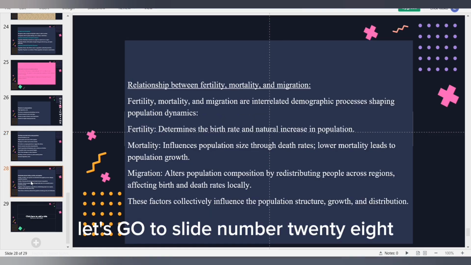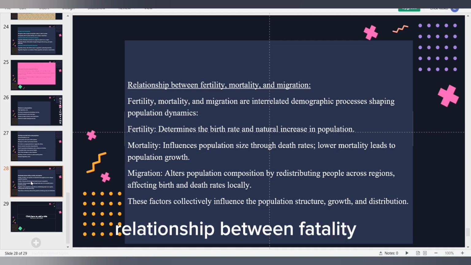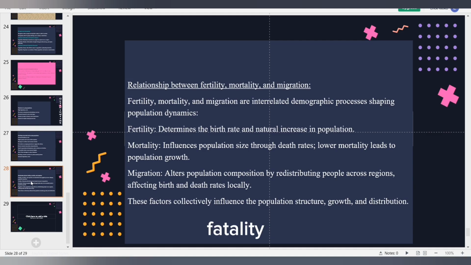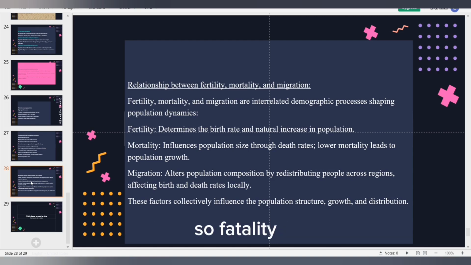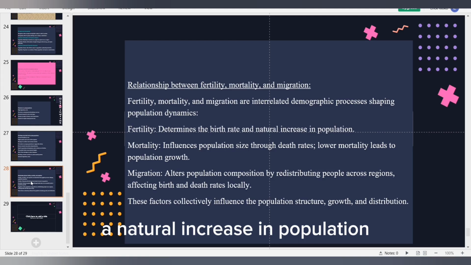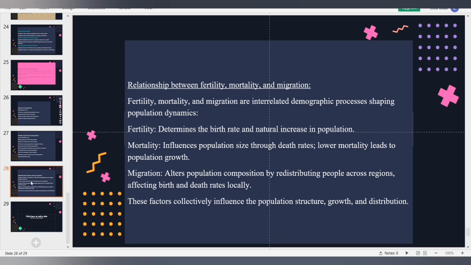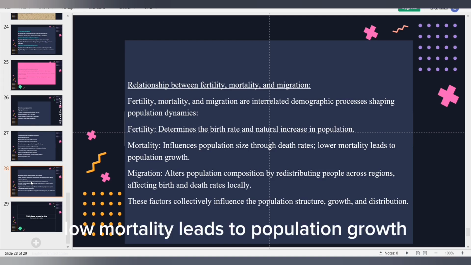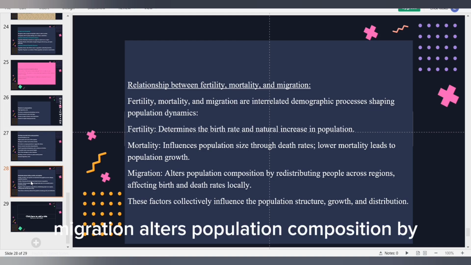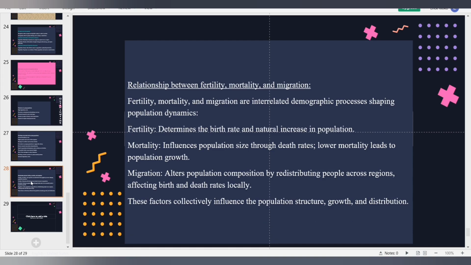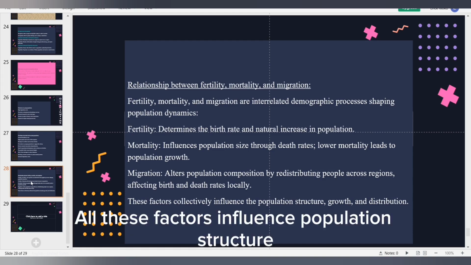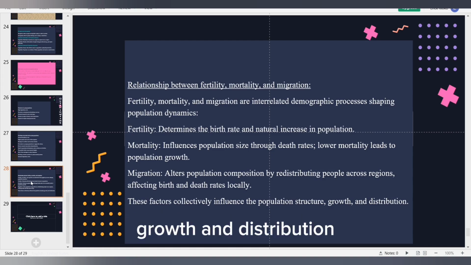Let's go to slide number 28. Relationship between fertility, mortality, and migration. We know that fertility, mortality, and migration are related. Fertility determines the birth rate and natural increase in population. Mortality influences population size through the death rate. Low mortality leads to population growth. Migration alters population composition by redistributing people across regions, affecting birth and death rates. So basically all these factors influence population structure, growth, and distribution.